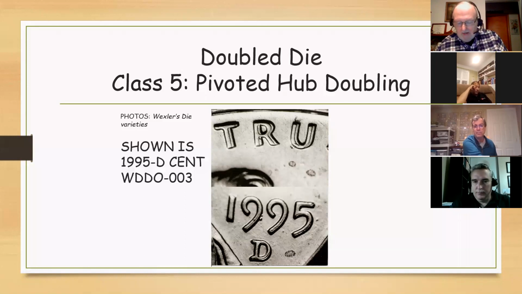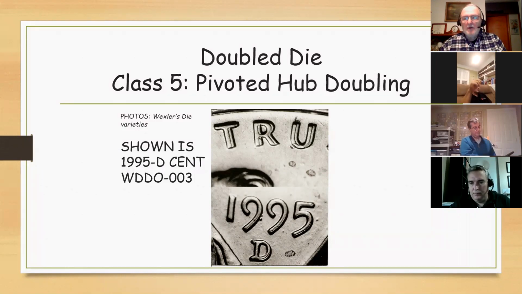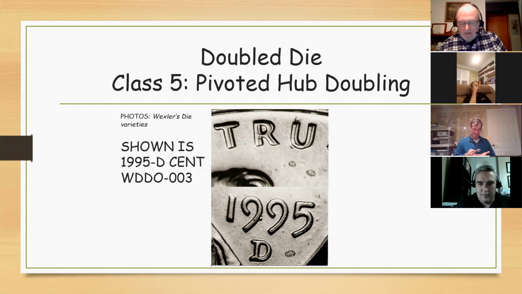Class 1 double dies have their doubling spread in either a clockwise or a counterclockwise direction. But in the class 5 double die, the pivoted hub doubling, the point of rotation or pivot point will be somewhere along the rib of the hub die alignment. And when we're looking at this one, we're looking at a 12-hour clock, with 12 being straight up in the air. And that's where you refer to where it's located by referring to where it would be on a clock.